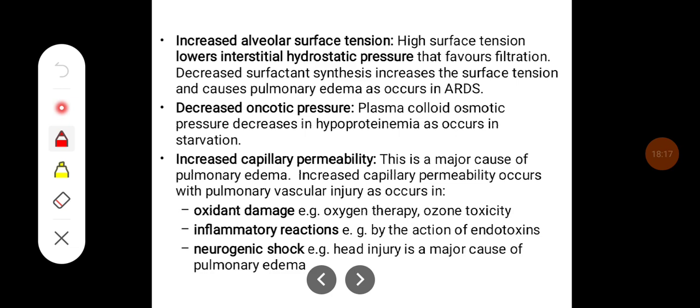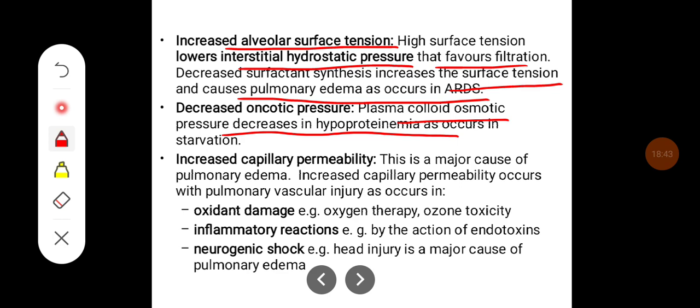Then it occurs because of the increased alveolar surface tension. High surface tension lowers the interstitial hydrostatic pressure that favors filtration. Decreased surfactant synthesis increases the surface tension and causes pulmonary edema as occurs in ARDS. Then decreased oncotic pressure, the plasma colloid osmotic pressure decreases as is seen in hypoproteinemia, occurs in starvation.